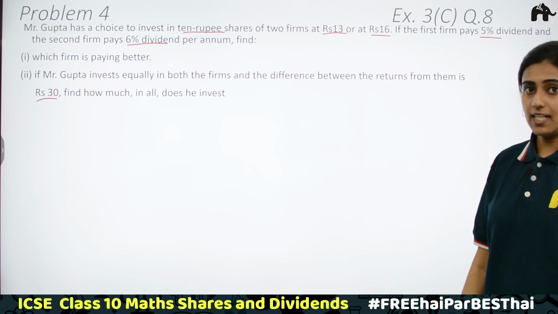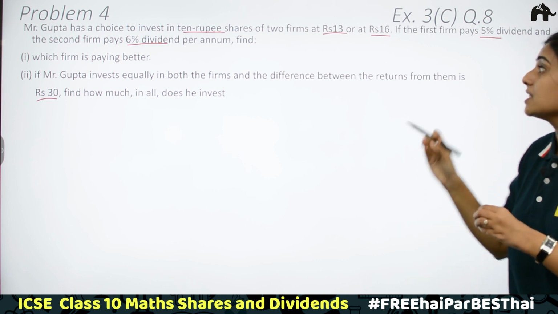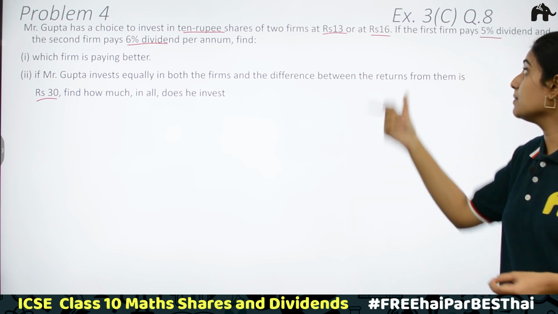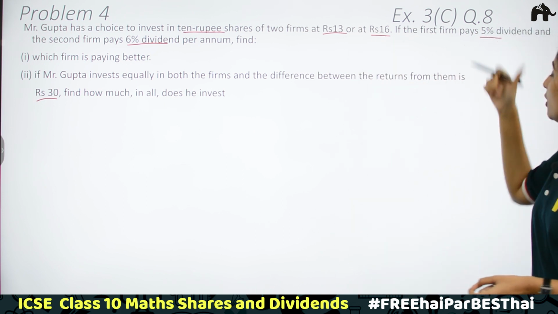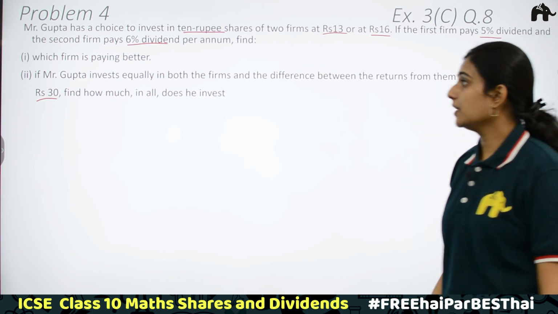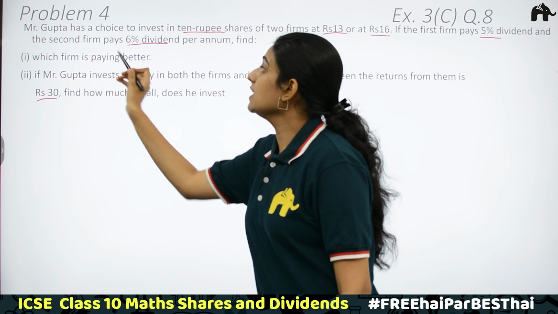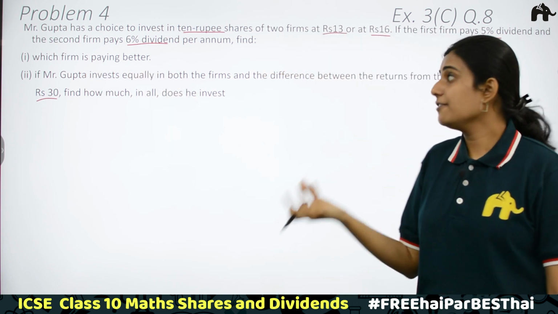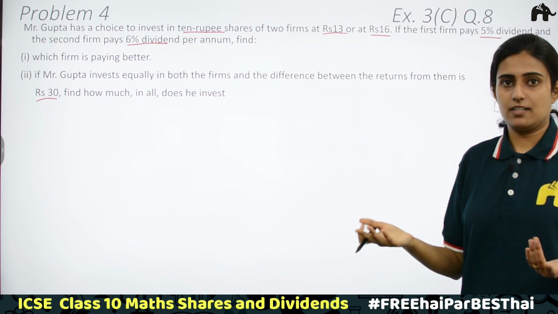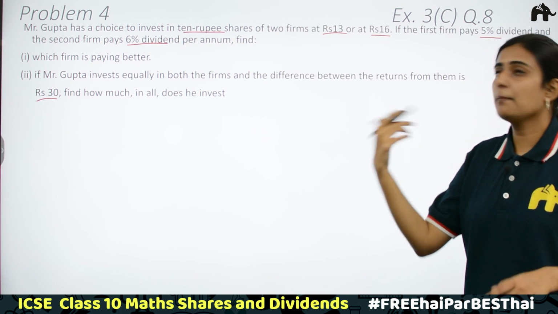Is the question clear? Here, Mr. Gupta is investing in two different firms. In both the firms, the market value and the rate of dividend are different. Only the nominal value is the same. In the first part, we have to find which firm is paying better. We can find the income percentage in both the cases and compare which is greater, that will be the better one.